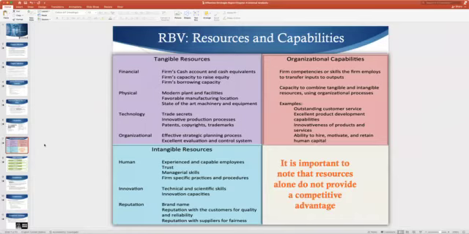Human. This is the people that we have working for us. Are they experienced? Are they capable? What kind of skills do they have? What about trust that exists between management and employees and management? It has to go both ways. Do those employees trust what managers are saying to them? Do managers trust what those employees are telling them?